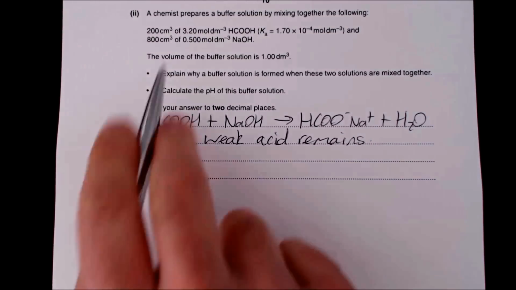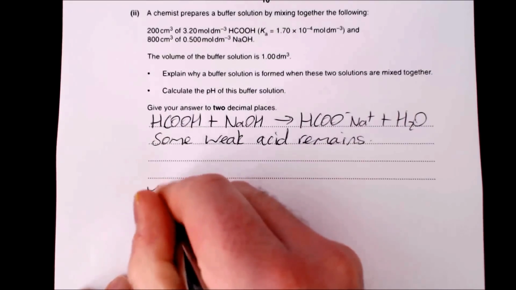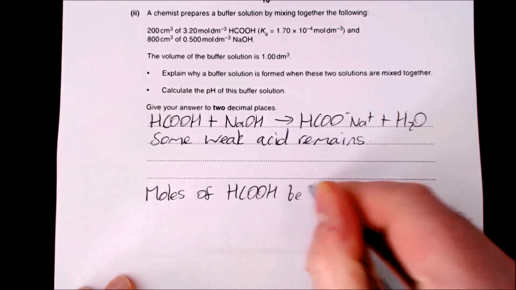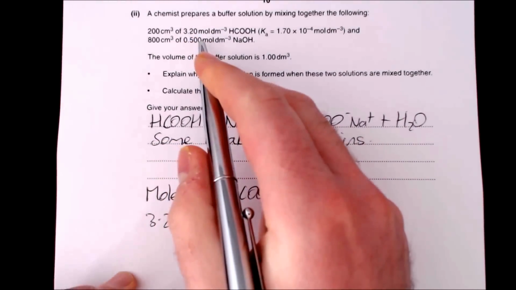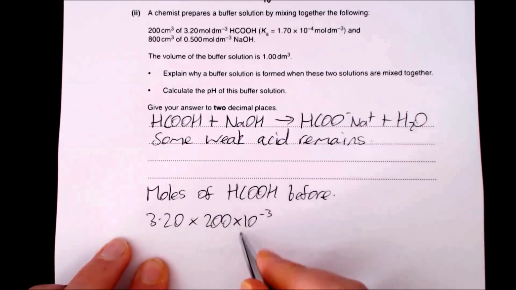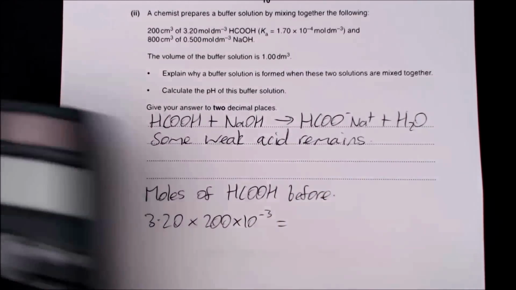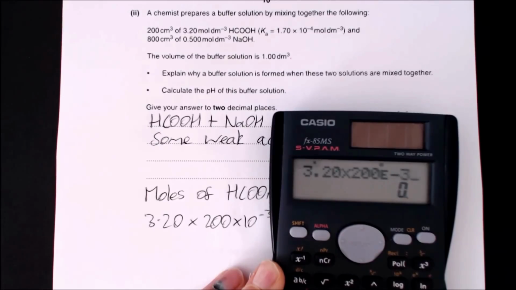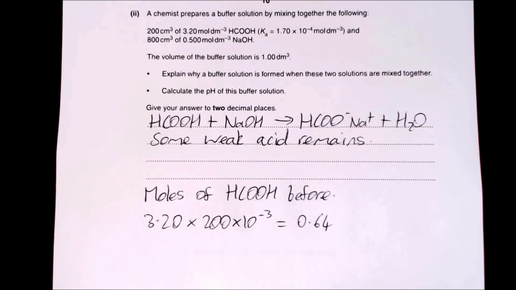Now, the first thing we'll do is work out the number of moles of the weak acid first. This is before we've actually mixed them. So we're going to start by writing this here. So moles of the HCOOH before mixing is literally just your 3.20, and this is the concentration, times by the volume, which is 200. Now I'm just going to put times by 10 to the minus 3 because that basically means divide by 1,000. So I've converted that into decimeters cubed by doing that. So if I put that into my calculator, we have 3.20 times by 200 times by 10 to the minus 3, and that should give us 0.64. Okay, and so this is obviously moles.